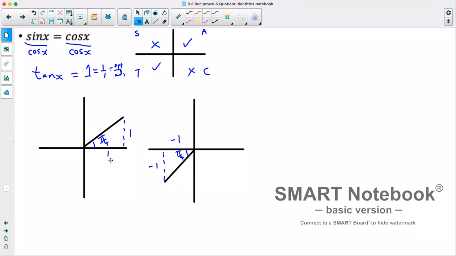Now, in quadrant 1, our angle is the same as our reference angle, so we know this one has an answer of pi over 4. This one, we need to go from here to here, so that would be pi plus pi over 4, which would be 5 pi over 4. So our answers would be pi over 4 and 5 pi over 4.